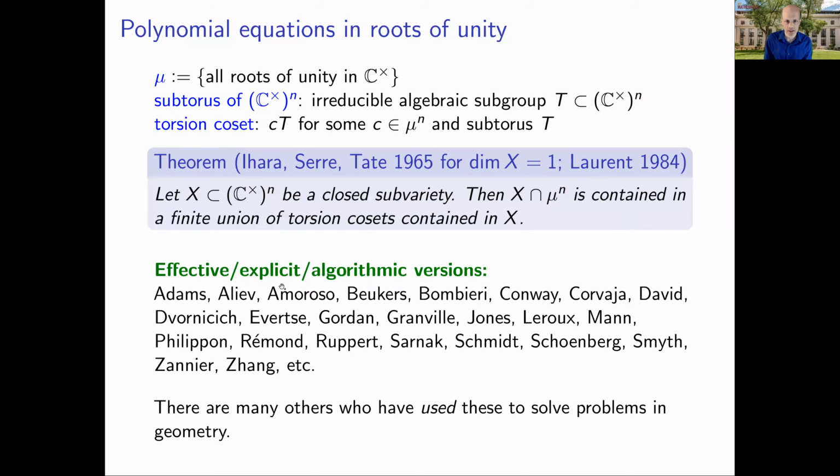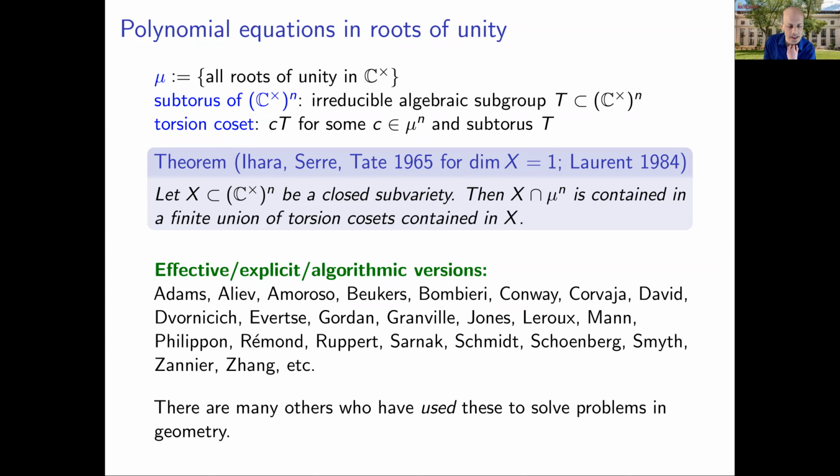And a lot of people have worked on this too. Effective meaning that there's an algorithm, and then there are explicit versions that give you bounds on how many of these torsion cosets there are, and algorithms. A lot of people have worked on it. I'm probably forgetting some people. Probably there are some people in the audience right now that I'm forgetting to list here. But anyway, even more people have used solutions to this thing to solve various problems in geometry.